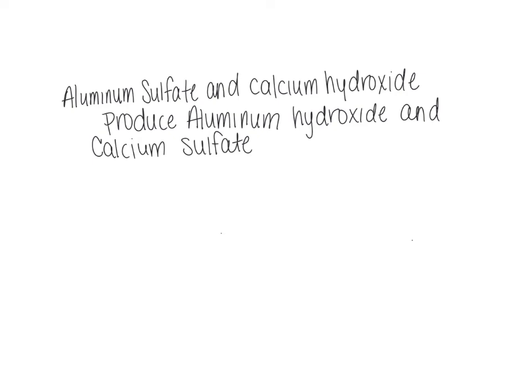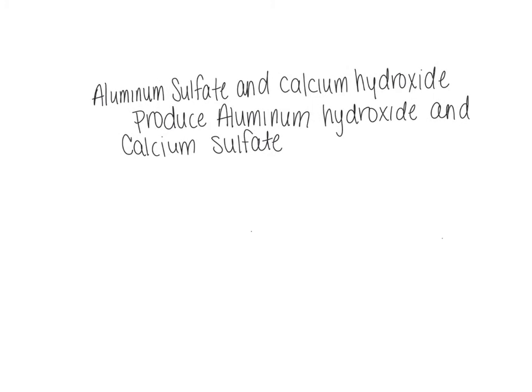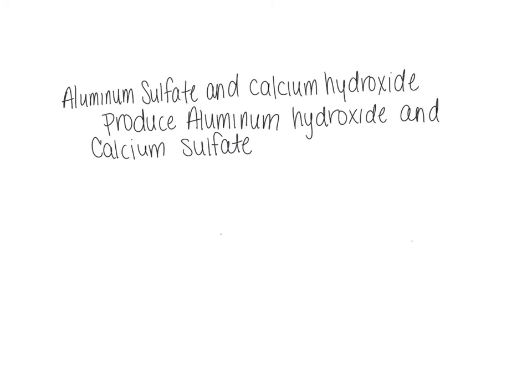We're going to properly write out this equation and then balance it. The first thing we want to do is identify all of the different compounds or elements that we have in our equation. So we have aluminum sulfate, calcium hydroxide, aluminum hydroxide, and calcium sulfate.